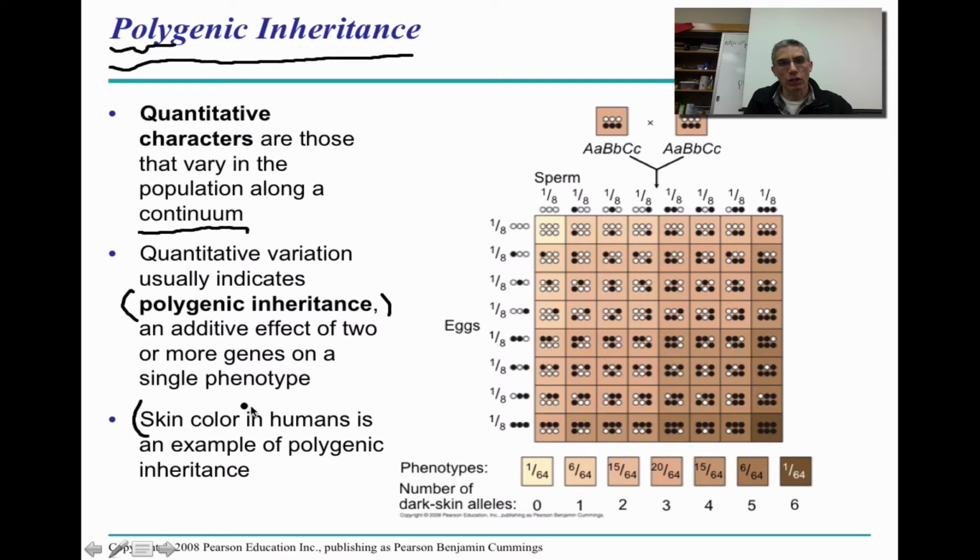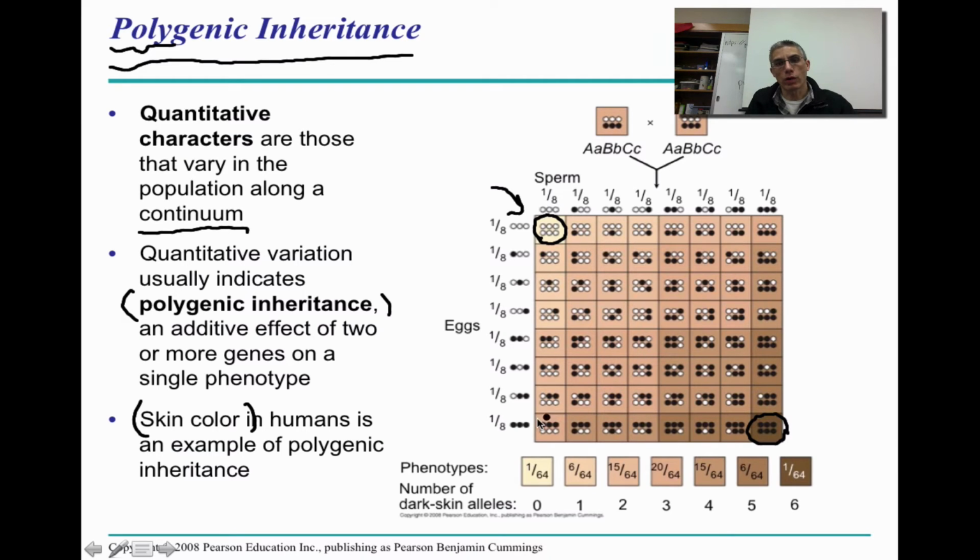So skin color is a really good example in humans of polygenic inheritance. If you look all the way up here in the left-hand corner, this would represent an individual that has a very light skin color. And if you notice down here at the very bottom right-hand corner, this would represent an individual that has a very dark skin color.